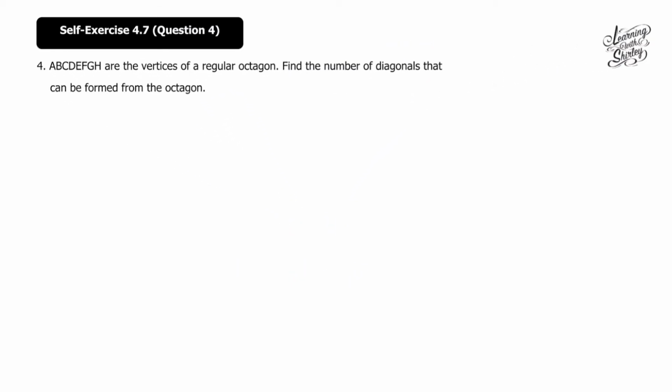Now let's look at question number 4. A, B, C, D, E, F, G, H are the vertices of a regular octagon. So octagon, it has 8 sides or 8 vertices, which means n is equals to 8. So find the number of diagonals that can be formed from the octagon. So for diagonals, we need 2 points to join together to form a diagonal, which means that our r is equals to 2. So from here, the number of diagonals will be 8C2.